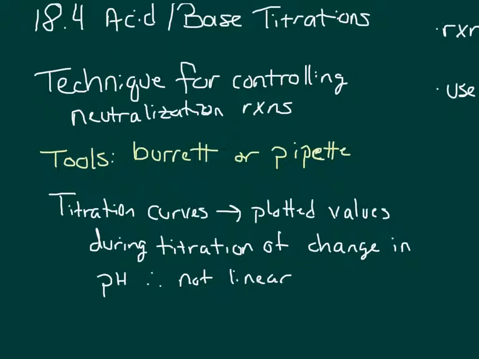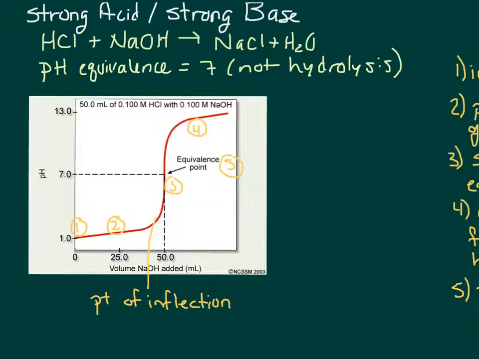Using probes and pH meters, we're able to represent graphically what's going on during a titration, and these are called titration curves. These are plotted values of the change in pH throughout the titration. It is not linear, because remember, we are working with pH, and therefore we do expect more of an exponential graph. There will be 4 different graphs which we look at.